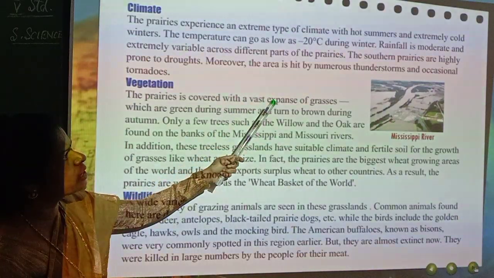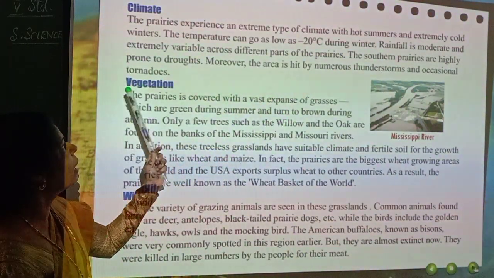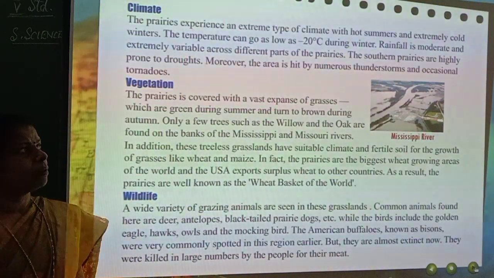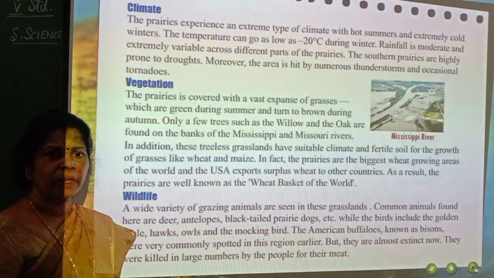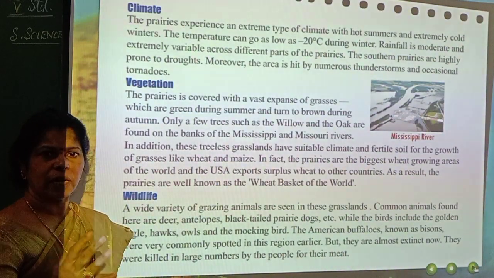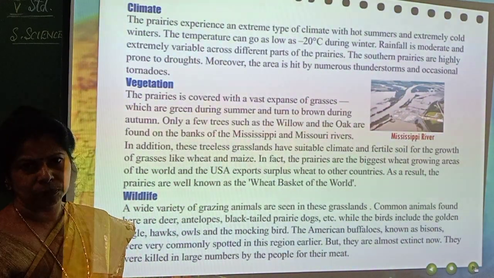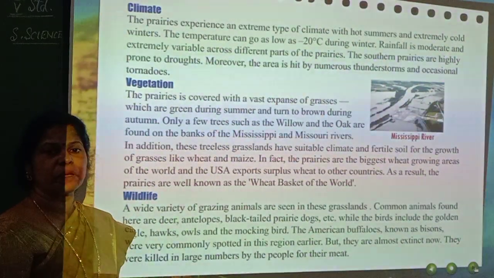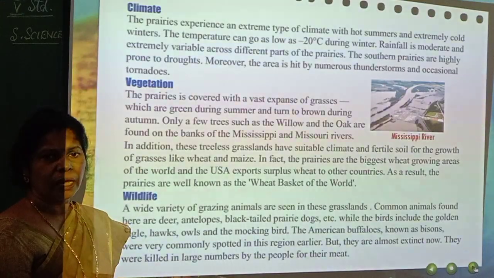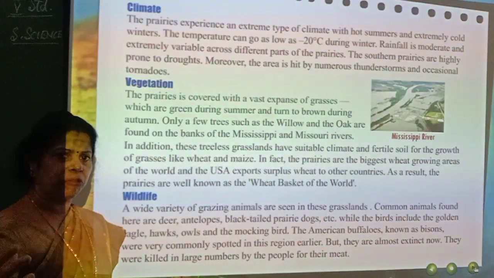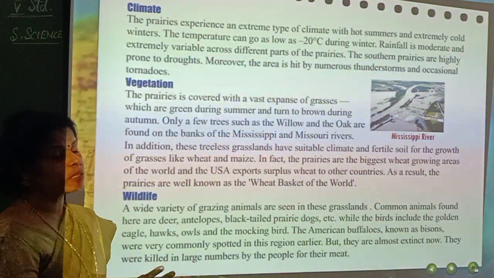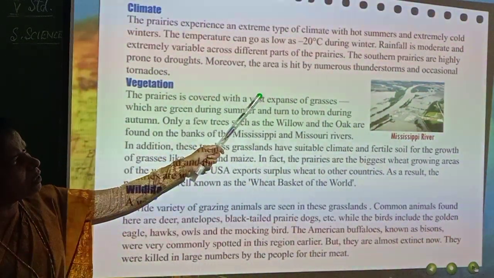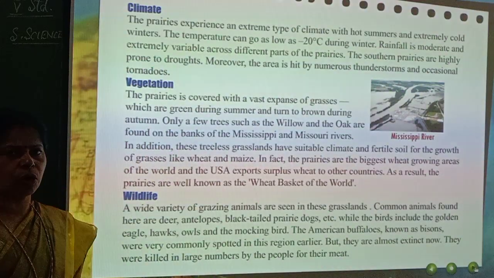Moreover, the area is hit by numerous thunderstorms and occasional tornadoes. Thunderstorm means that sometimes there is heavy rainfall, wherein you see the thunder. Thunder is what you call Gudugu Sidlu. Sidlu Gudugu is that only, thunderstorm. And occasional tornadoes. Tornadoes means Suntragali. Okay. So in all this, there will be heavy wind blowing. Because of all these reasons, the southern prairies are highly prone to droughts.